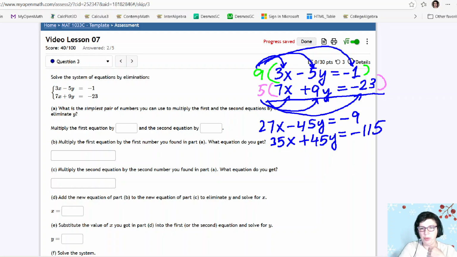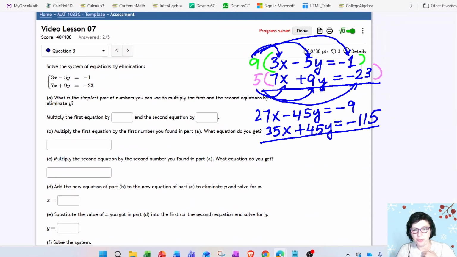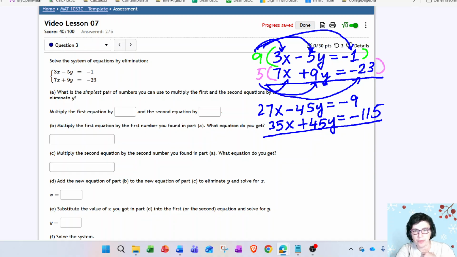Okay, so if we do that, what's happening now? So now we see we got negative 45y and positive 45y. What happens with that? Well, they cancel out. We eliminated that y. Okay, elimination. So what happens on the left hand side? 27x plus 35x. Again, just use a calculator. No, 27 plus 35 is 62, right? So this is going to be 62.